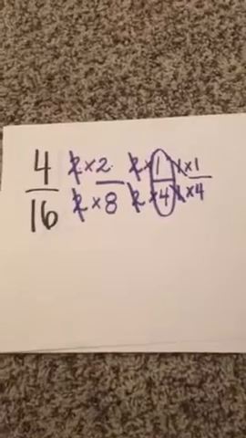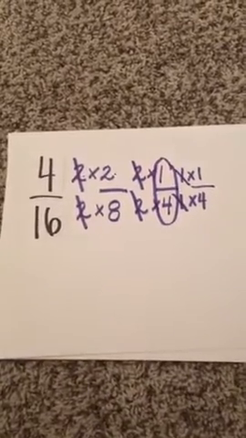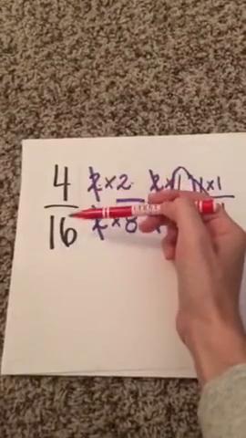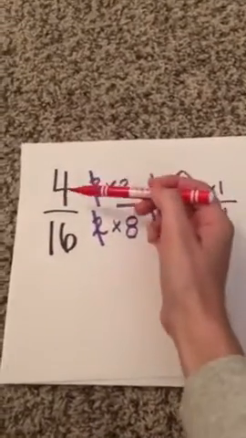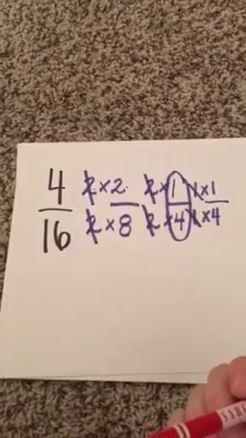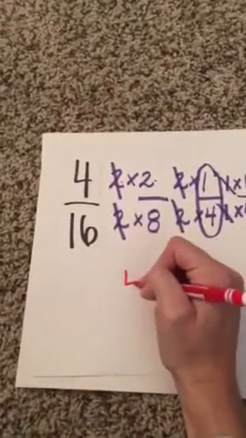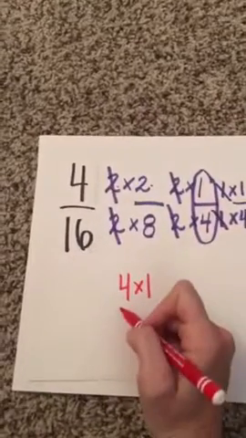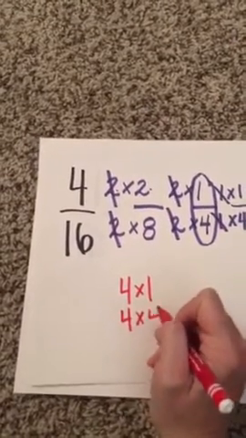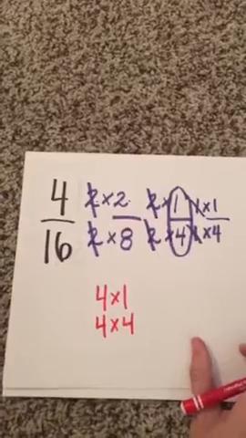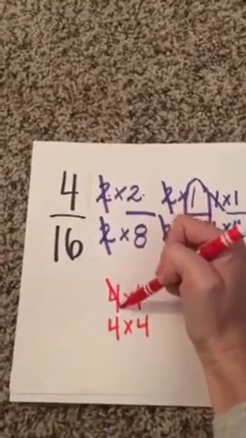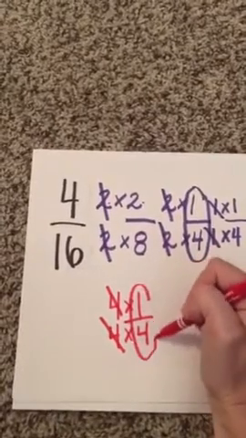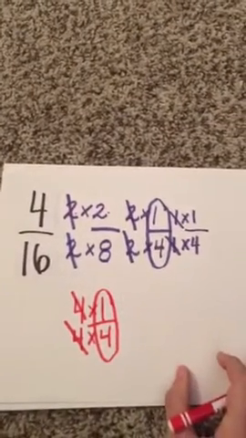But you can think about it in another way. If you want to make this faster, you could recognize that 4 and 16 have 4 as a common factor, meaning 4 times 1 equals 4, and 4 times 4 equals 16. I can cross out our common factors, leaving 1/4 as the simplest form.